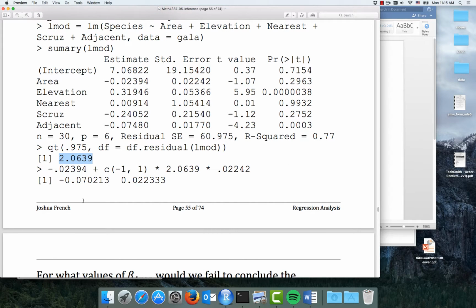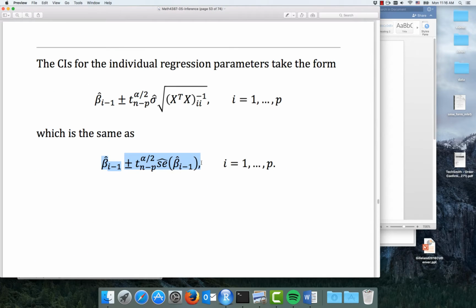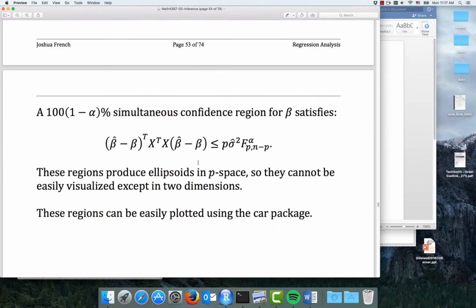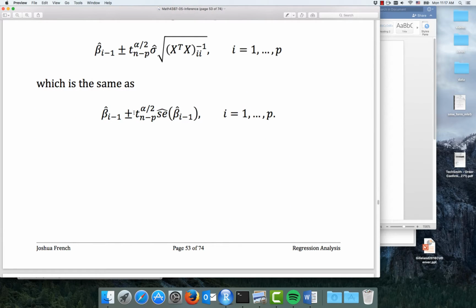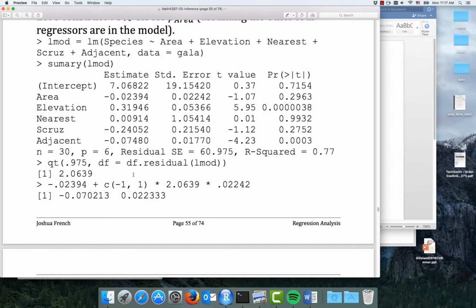And so now I'm just going to use those formulas that I saw a few slides ago to obtain the confidence interval for beta area. So I want my estimate plus or minus my t critical value multiplied by the estimated standard error. So in R, I'll take the estimate, minus and plus the quantile from the t-distribution multiplied by the estimated standard error. And so my confidence interval runs from negative 0.07 up to 0.02.